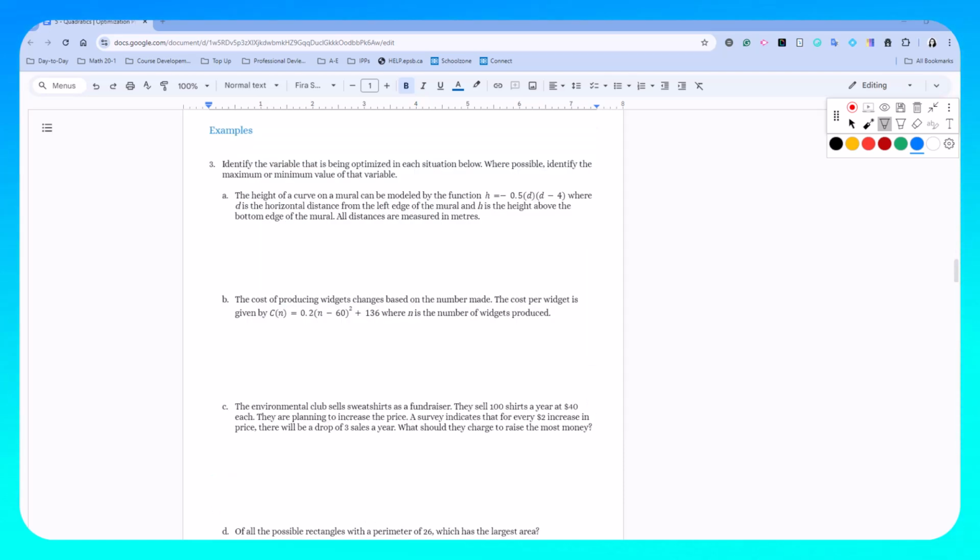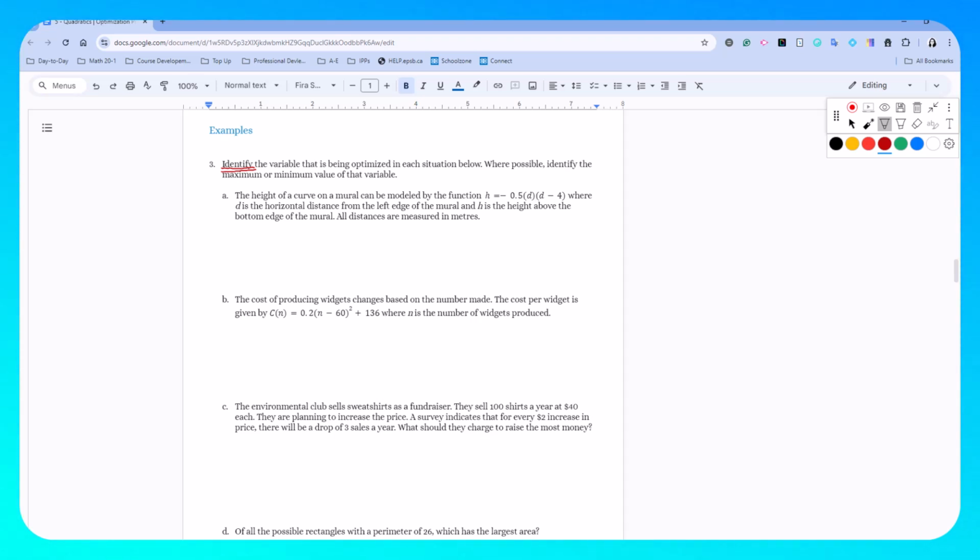Question 3. Identify the variable that is being optimized in each situation. And I want to draw your attention to the word identify. This just means to show what it is. It doesn't mean to solve. It doesn't mean to determine algebraically. It just means to identify. And it says, where possible, identify the max or minimum value of the variable.